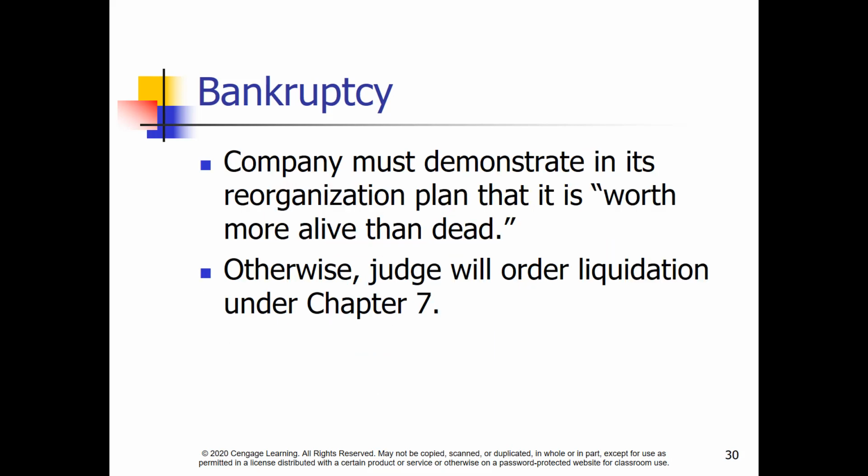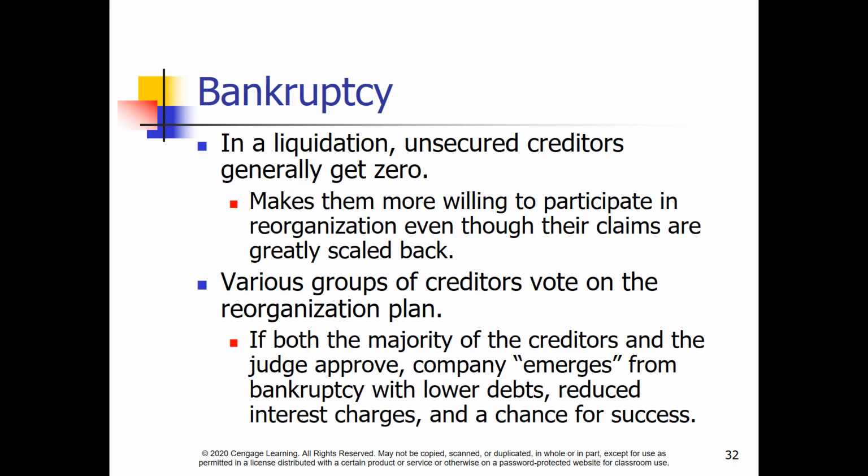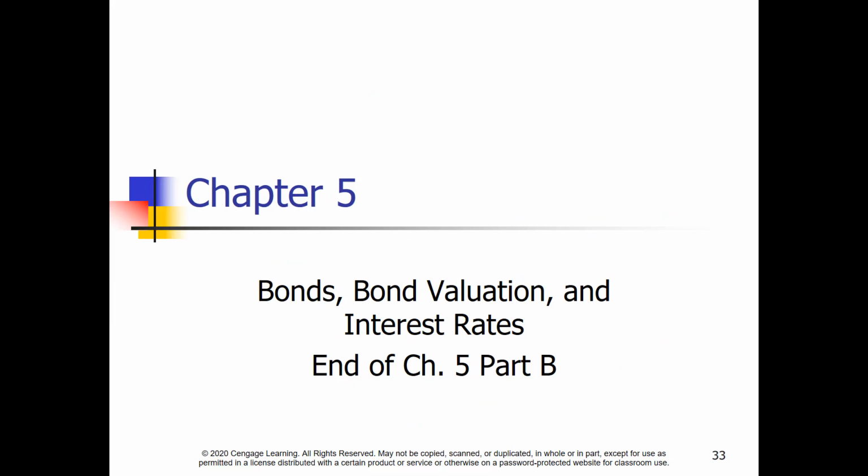If the firm cannot demonstrate that it is worth more alive than dead, the judge will order a Chapter 7 liquidation. This is the bankruptcy claim priority list. Note that secured creditors are near the top, unsecured creditors and stockholders are at the bottom. After seeing the claims priority list, it should be fairly obvious that unsecured creditors and equity holders typically get nothing in a liquidation. Thus, they're more willing to participate in a reorganization plan. Creditors vote on the firm's reorganization plan, and if accepted, the firm emerges from bankruptcy with reduced liabilities. This ends Part B of Chapter 5.